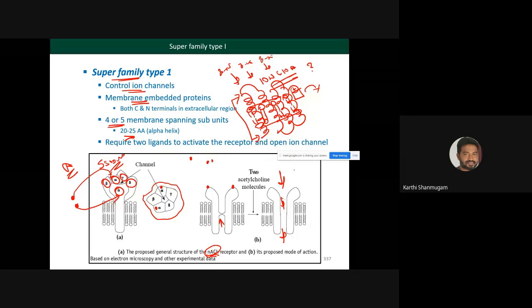Now the charged drug molecule, which cannot enter through passive diffusion, can enter using this ion channel. Even though it is charged, since a gap has formed, it can get access into the cell, or the molecules present inside the cell can also come out of the cell. That depends on the type of ion channel. So this is the general molecular mechanism of superfamily type 1. Is it understandable?